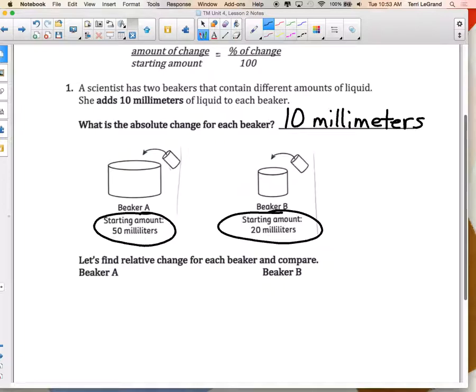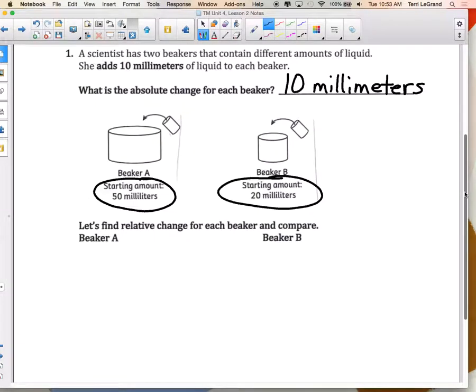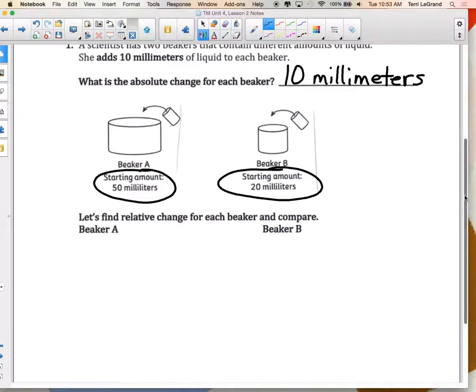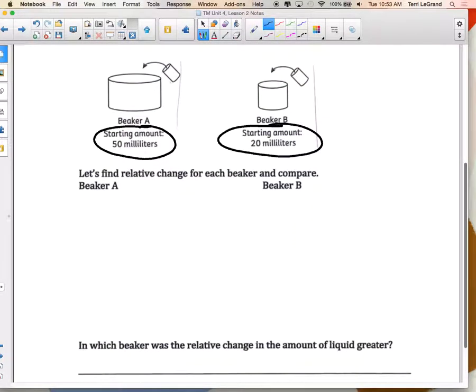Now we're going to find the relative change, and relative change is different than absolute change because we're determining when she adds 10 millimeters to each of these, how does that affect the amount that was in there? What is that change relative to how much was in there to start with, okay? So that should be different for each of these. So let's find relative change for each beaker and compare them.